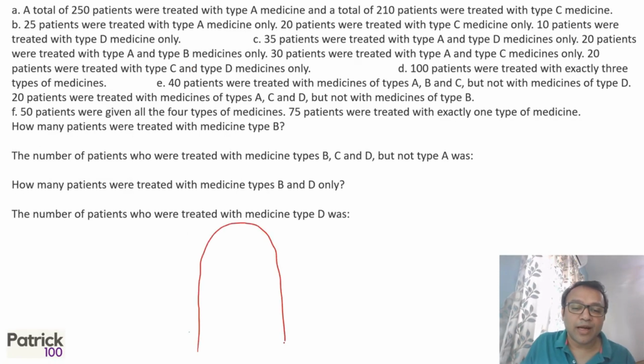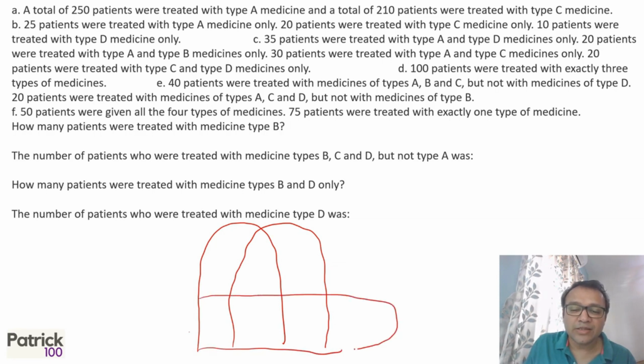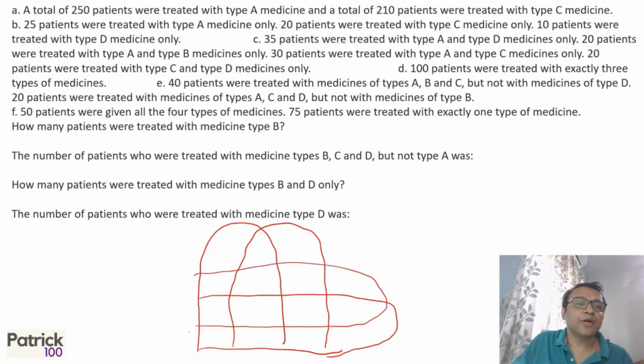So if we draw a Venn diagram, the first step that we'll do is draw a four variable Venn diagram. The pattern is important. Once you get the pattern, then getting the answer is not difficult. So the pattern for the Venn diagram is important. Right. Now put in the data.